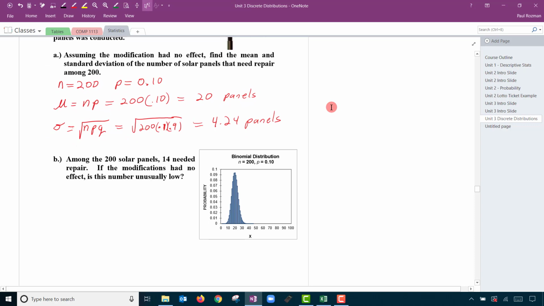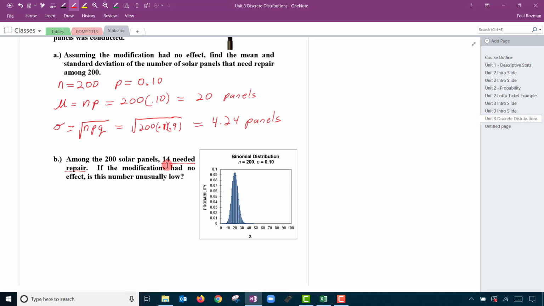Now we checked those 200 panels and we find that 14 of them needed to be fixed or replaced. Is this unusual? Is 14 unusual relative to 20? Is basically what we're saying. It's smaller than 20. Great. Maybe we've made an improvement, but maybe not. Would it be weird to get a number like 14 if we didn't fix things at all?